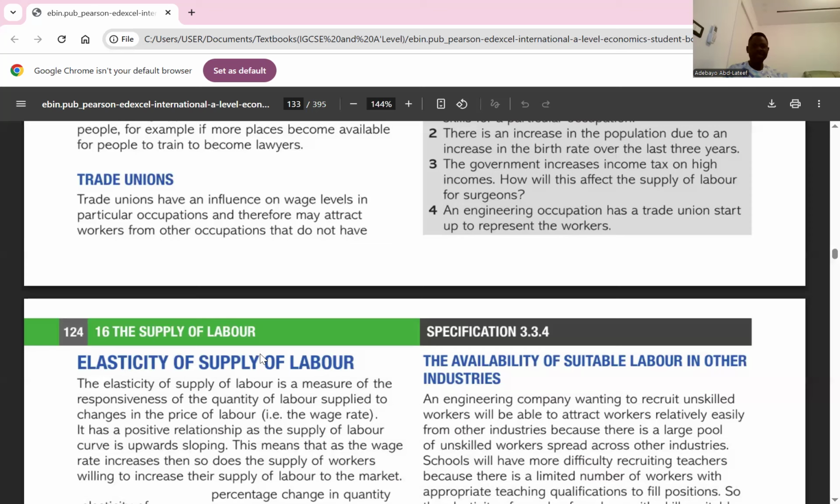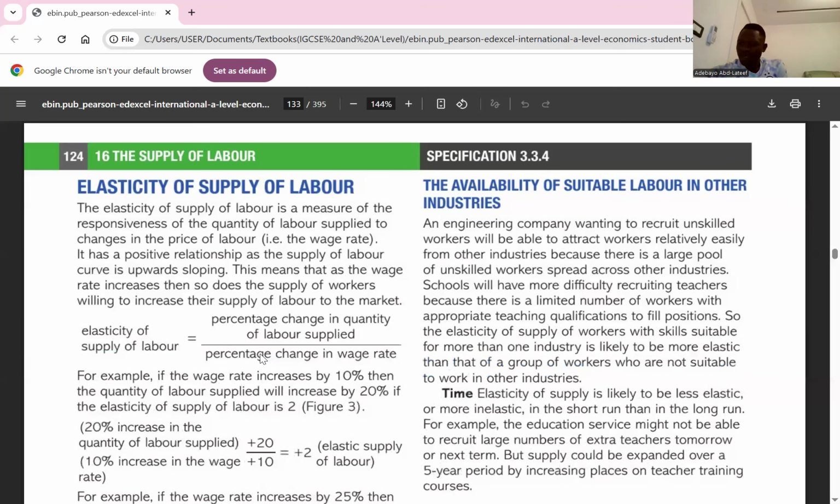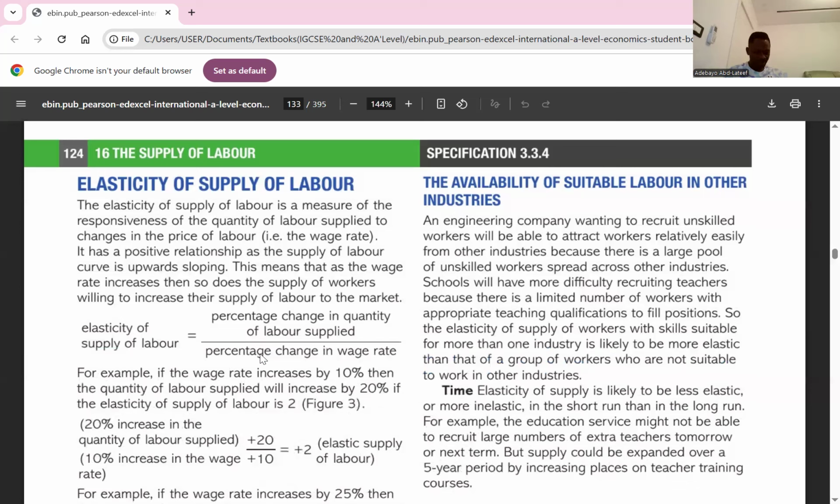Is it clear? Any questions about that? No. So that takes us to elasticity of supply of labor.